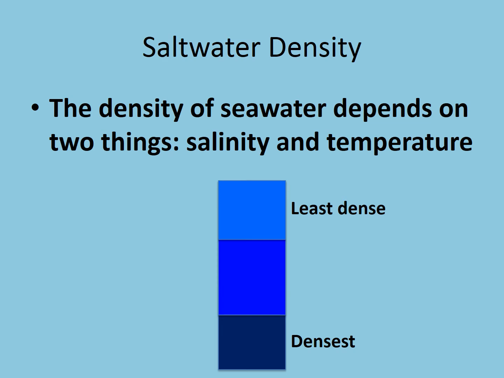The first big main idea for today is knowing the different things that affect the density of seawater. So first of all, a quick review of what density means. If we had a bunch of different liquids, the densest liquid would end up at the bottom and the least dense liquid would end up at the top. Just keep that in the back of your mind as I go through the next couple of slides.